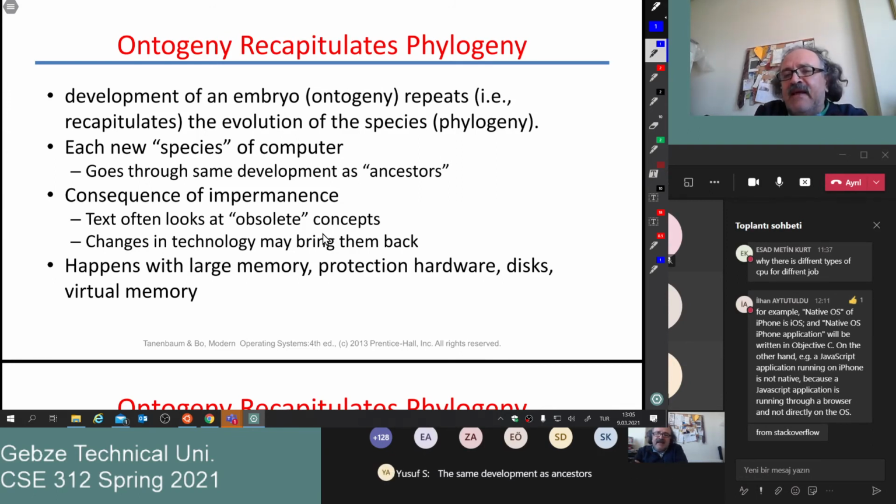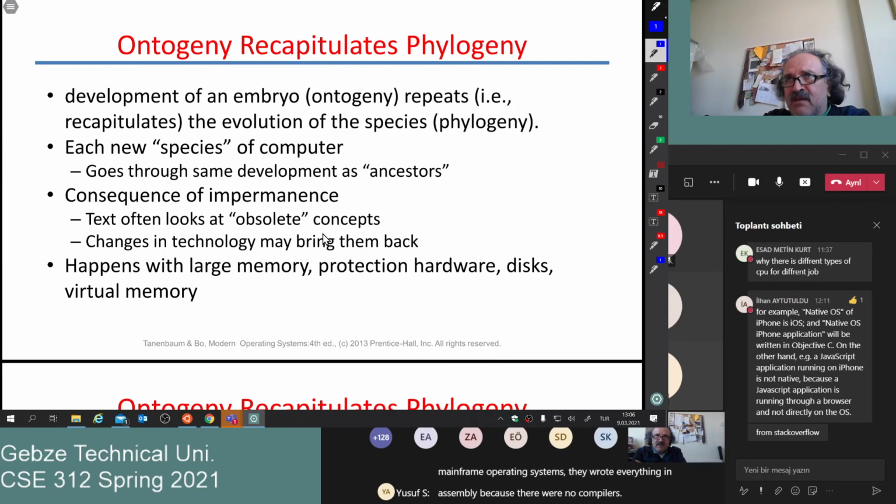Let's say I have my embedded systems invented, and I am writing an operating system for the embedded systems. They say that you will go through whatever they went through when they first invented the mainframe operating systems. When they first invented the mainframe operating systems, they wrote everything in assembly because there were no compilers. Also, the memory was scarce.